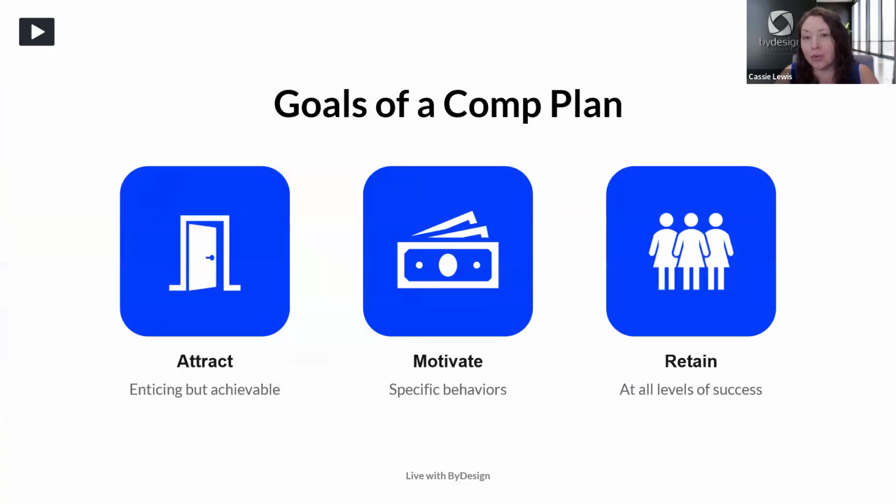So let's start with the goals of a comp plan. Ultimately, your comp plan should help you to attract, motivate, and retain your sales field. Okay, that's the primary purpose of your comp plan. We all hope that it will also help in other ways, but at its core, your comp plan should do these three things. So when you're attracting new reps, you want it to be enticing but achievable.